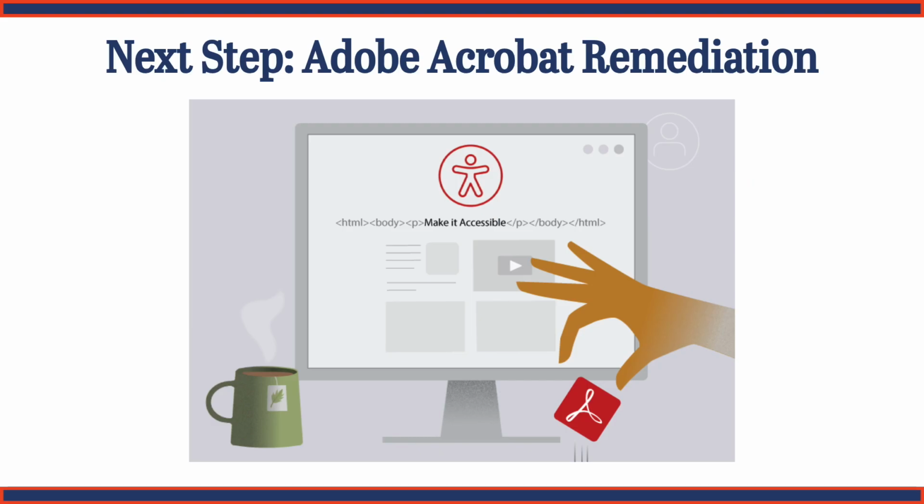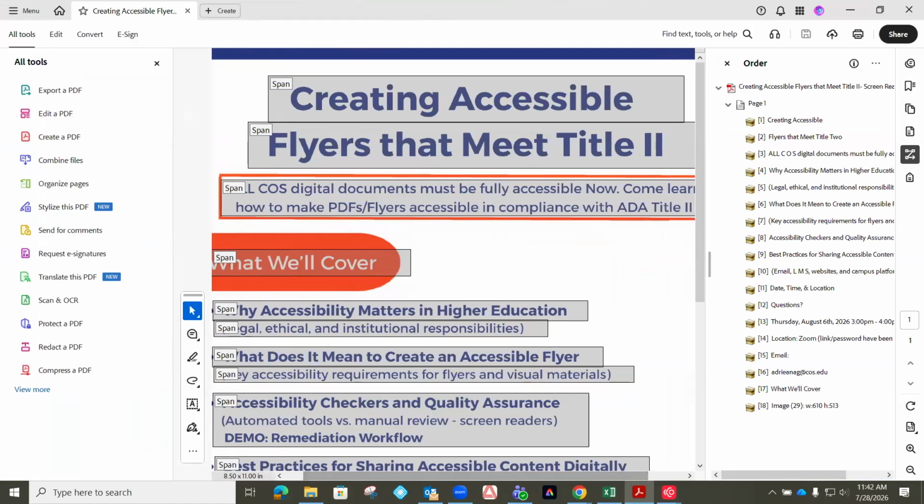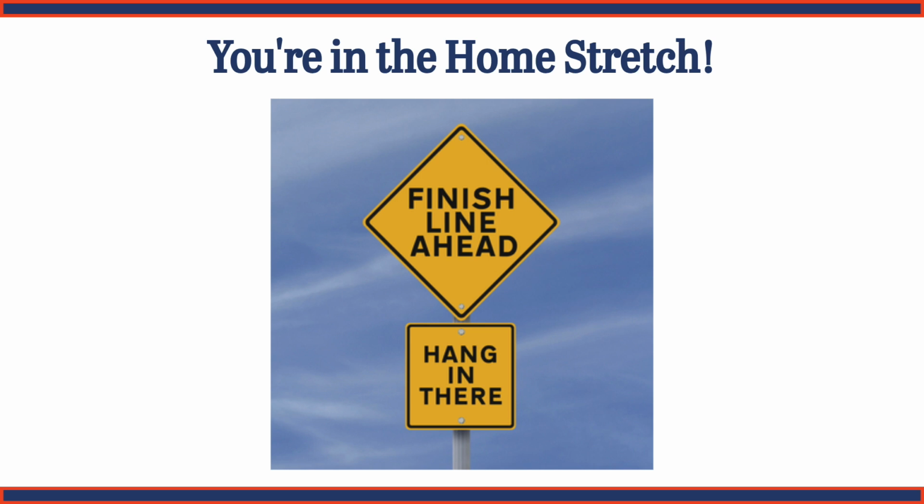In the next video, we will use Adobe Acrobat to complete the accessibility remediation process by reviewing the document's reading order, tags, verifying headings, checking alternative text, and completing the final accessibility check before sharing the document. At this point, your document has gone from being visually accessible to becoming partially accessible for screen reader users.